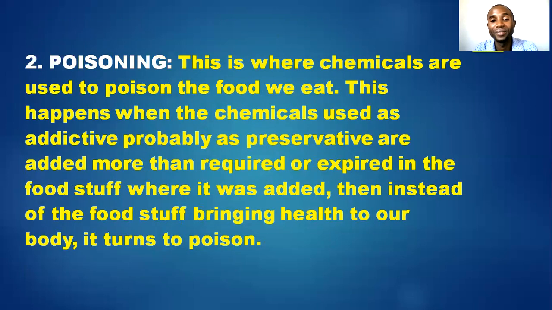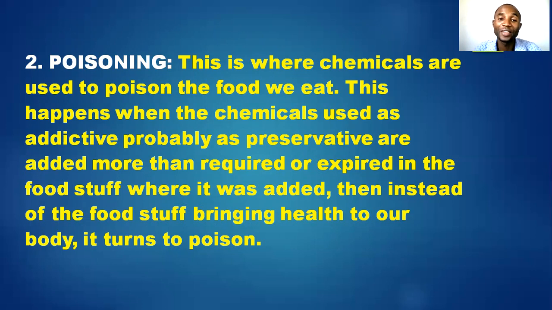Of course, poisoning. Poisoning is where chemicals are used to poison the food we eat. You should know that some chemicals can poison your food and it will kill you, or cause one problem or the other. This happens when the chemicals used as additives, probably as preservatives, are added more than required or have expired in the foodstuff we eat. Instead of the food bringing health to our body, it will cause poison.